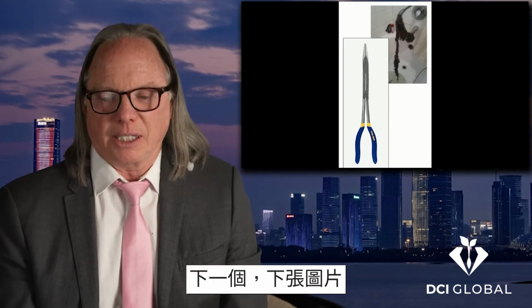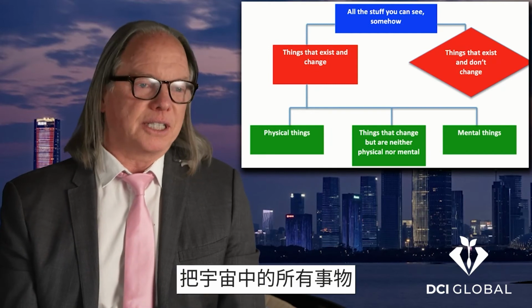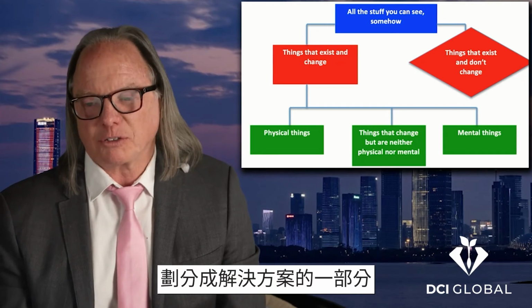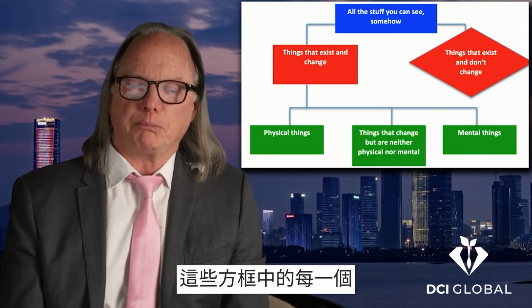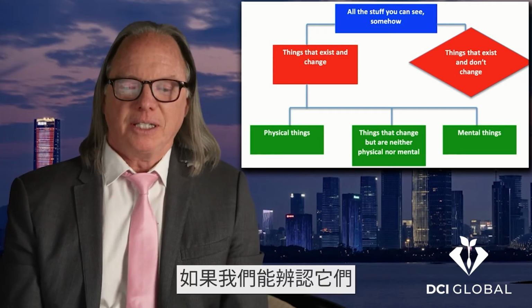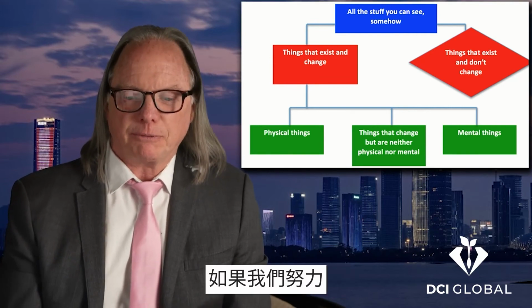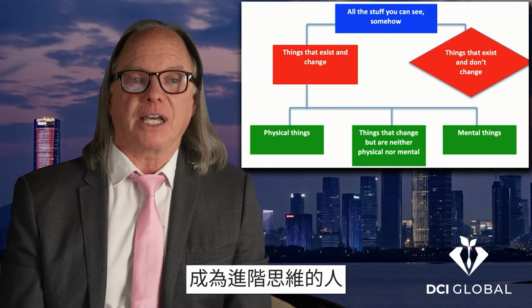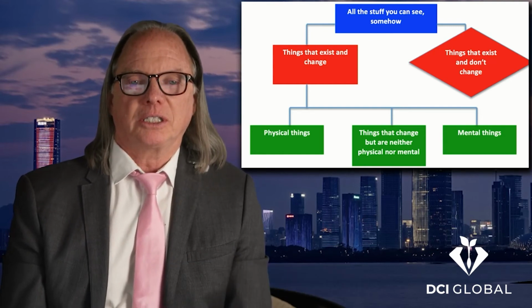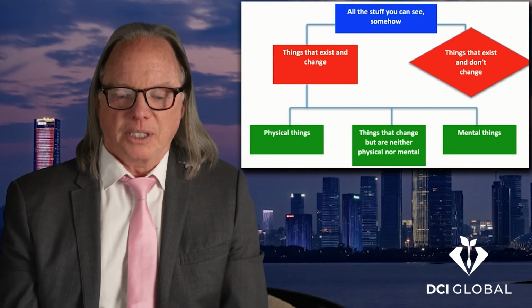All right, next one, next picture. We're going to learn to divide all the things in the universe into parts of solutions. Each one of these boxes represents parts of the universe. If we recognize them, if we learn about them, if we work hard to be advanced level people, we are going to find solutions to turn problems into success that we never saw before. Next picture.